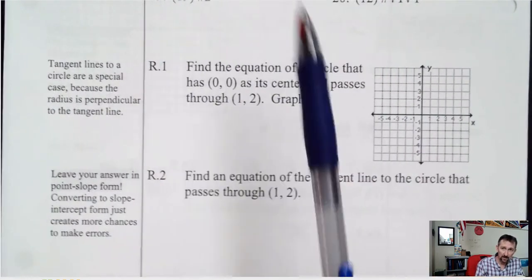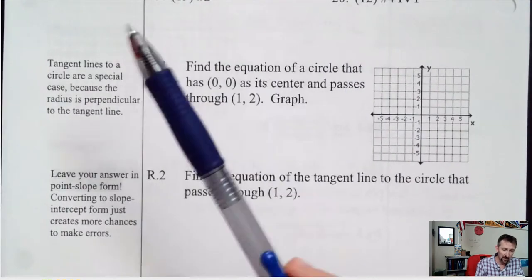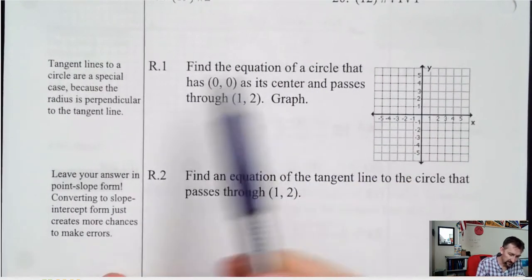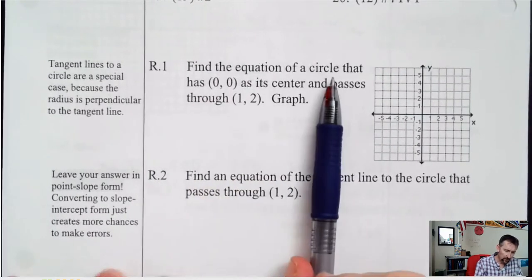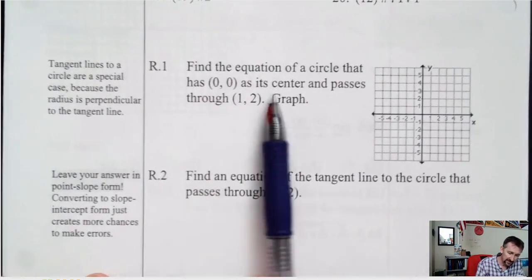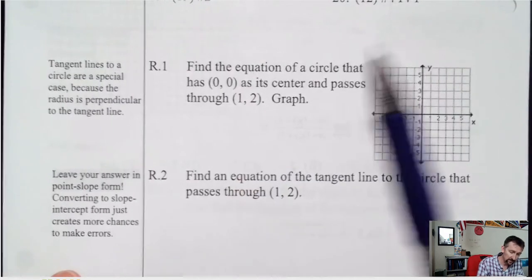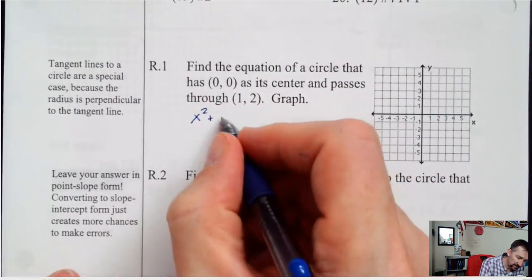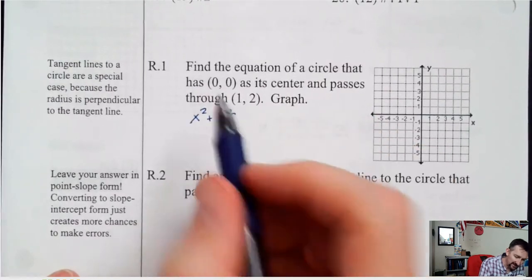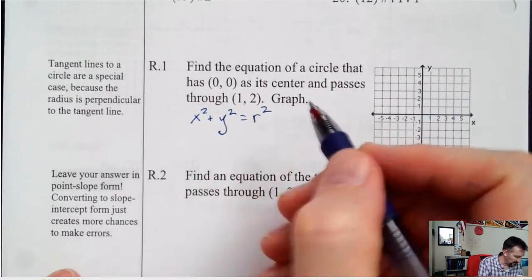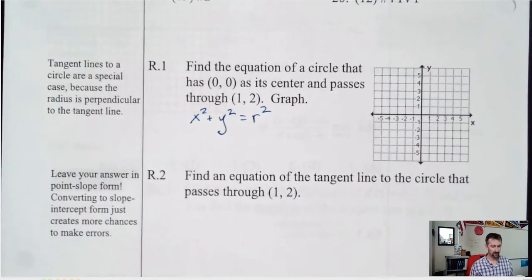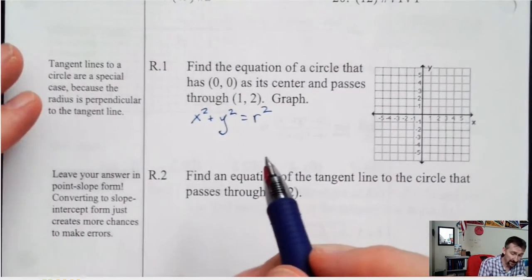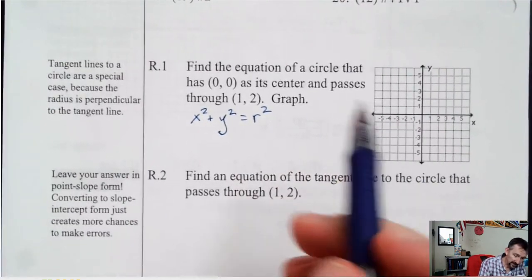So up above here were some examples from our notes that might be on the first test. And now this says find the equation of a circle that has 0, 0 at its center and passes through the point 1, 2. So hopefully we remember the basic equation for a circle at the origin is x squared plus y squared equals r squared. If it's not centered at the origin, then we have minus h and minus k, but we're not going to worry about that right now.